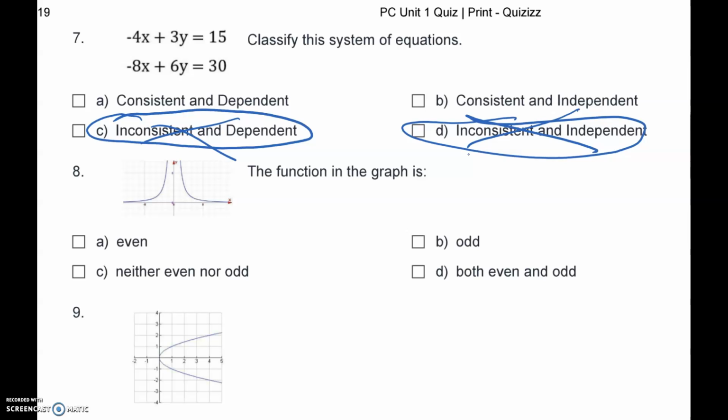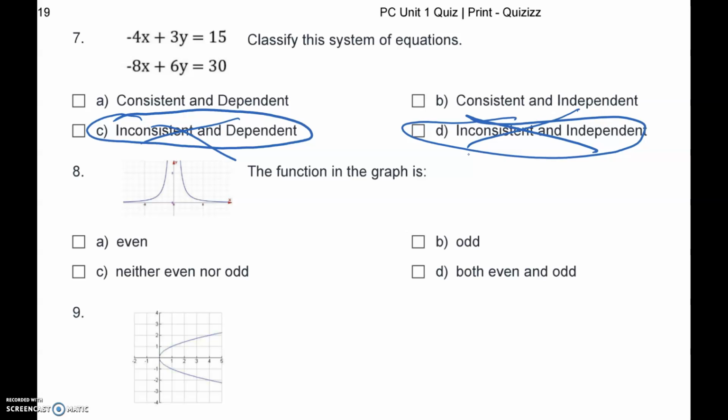Look in your notes, make sure you know what these terms mean. Consistent versus inconsistent, dependent, independent. Consistent means there's at least one solution. Dependent means there's infinitely many solutions. Independent means there's an independent solution. So let's see what we have.